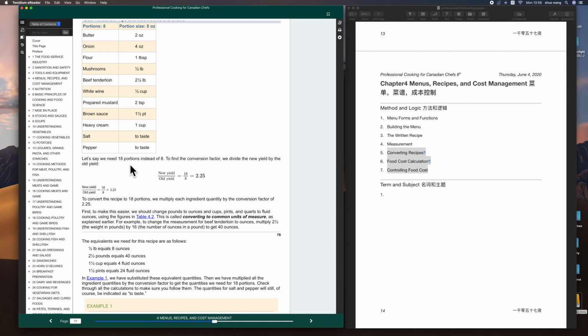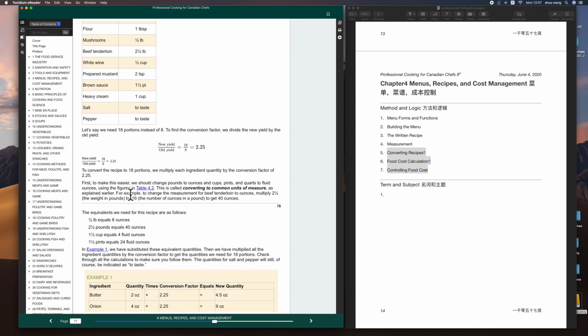Let's say we need 18 portions instead of 8. To find the conversion factor, we divide the new yield by the old. So it's 2.25 times the old yield. So every ingredient will be multiplied by 2.25.